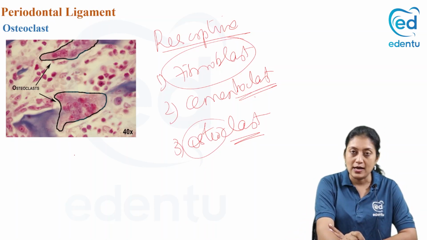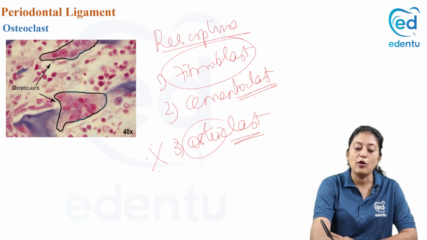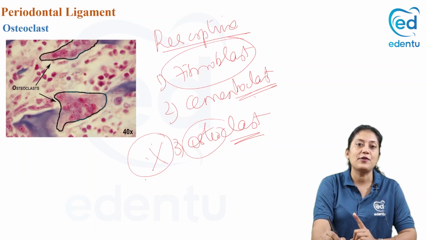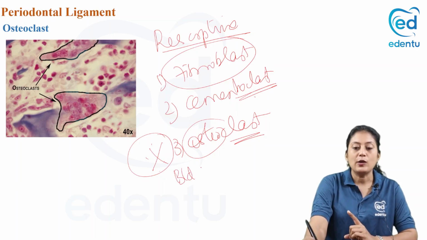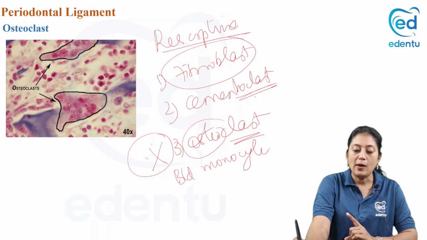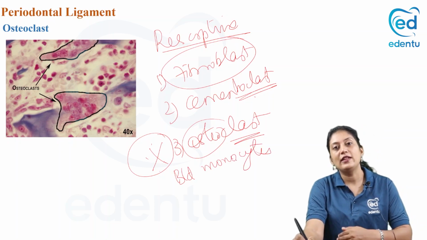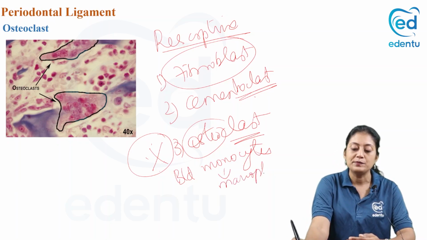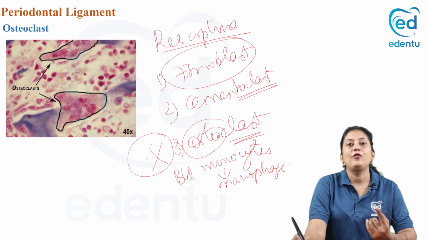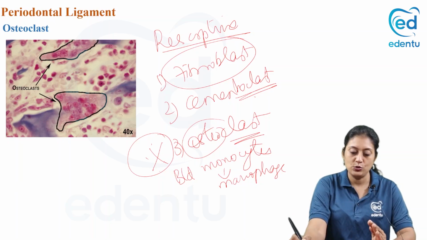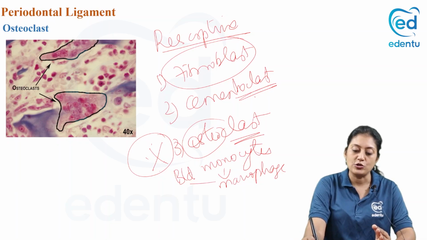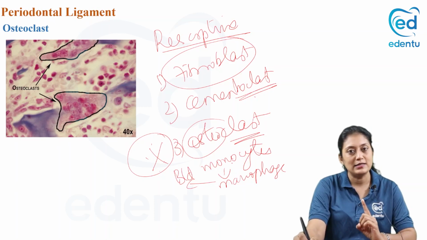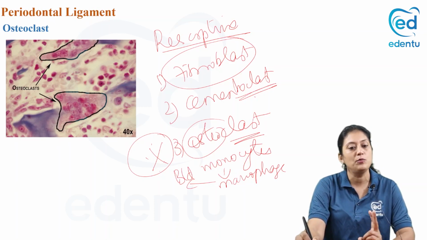Now this osteoclast is very, very important because a lot of questions are asked regarding osteoclast. One is the origin of osteoclast, that is from the blood monocyte. When circulating blood monocytes come out of the circulation and reach a tissue, the term macrophage is used for them. And in each tissue, the macrophage has a different name. In bone tissue, the macrophages are called osteoclasts. So actually the origin of an osteoclast is the blood monocyte. That is number one. Number two, the function of osteoclast is bone resorption.